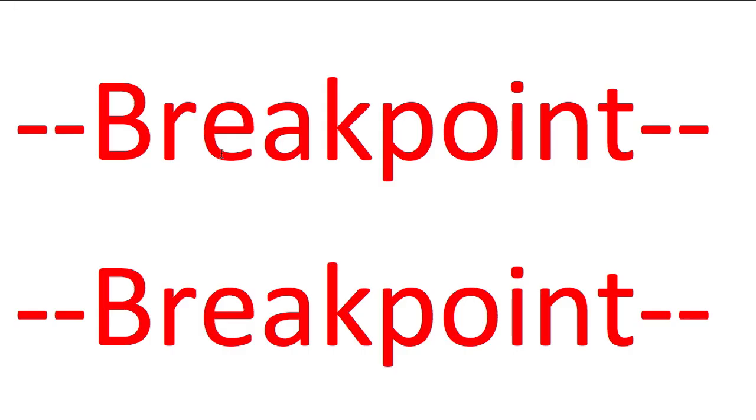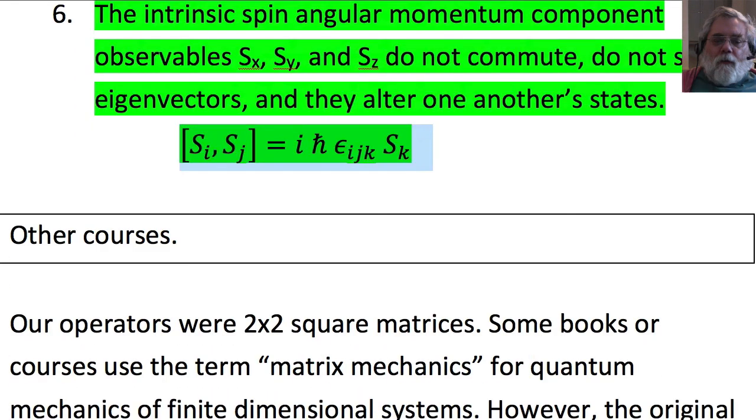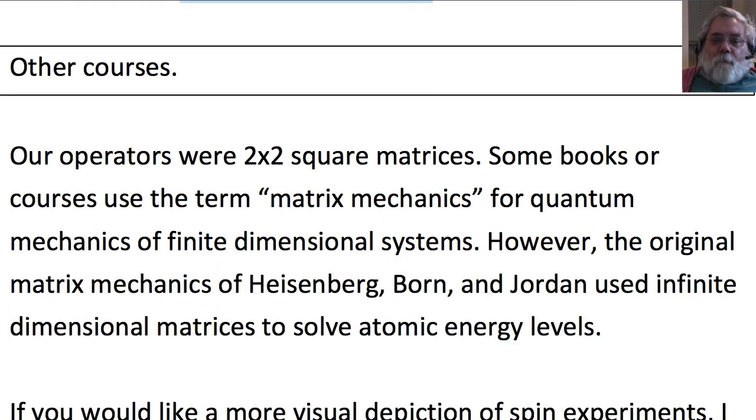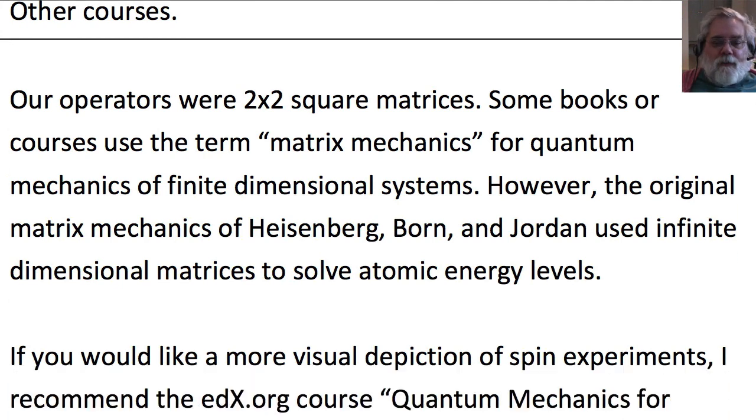This is a possible time to take a break. In this course, our operators were 2x2 square matrices. Some books or courses use the term matrix mechanics for quantum mechanics of finite dimensional systems. However, the original matrix mechanics of Heisenberg, Born, and Jordan actually used infinite dimensional matrices to solve atomic energy levels. So there's a discrepancy in the words matrix mechanics that you should be aware of.